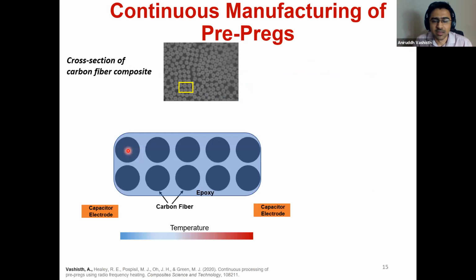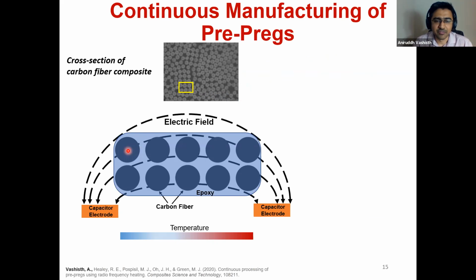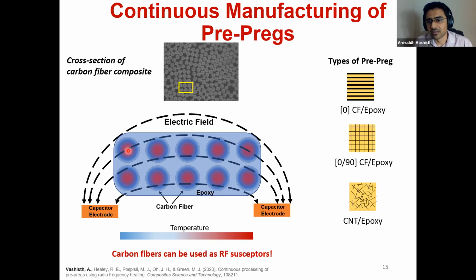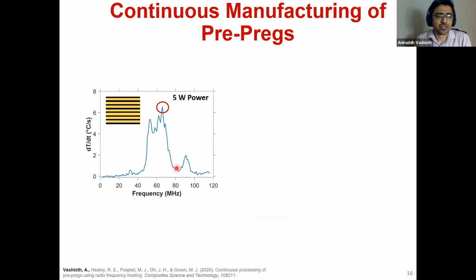So we started off by impregnating a carbon fiber tow with the standard epoxy, and we passed radio frequency waves through it. And interestingly, it did heat up. So we were really excited about this. We looked at different types of pre-pregs: unidirectional, a 0/90 weave, and a CNT epoxy pre-preg. I'll show you some of the heating curves for the unidirectional pre-pregs, and pretty much the other ones had similar behavior.